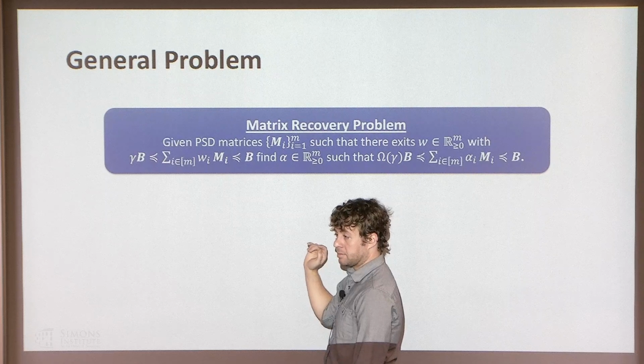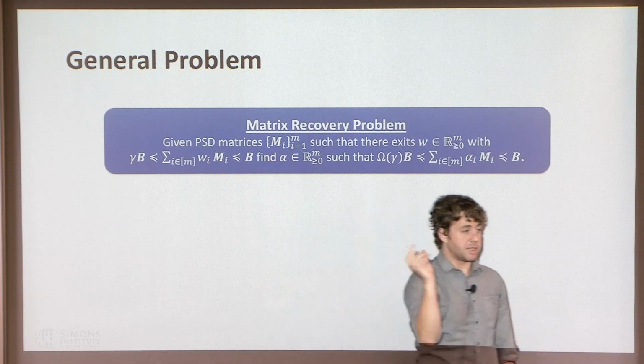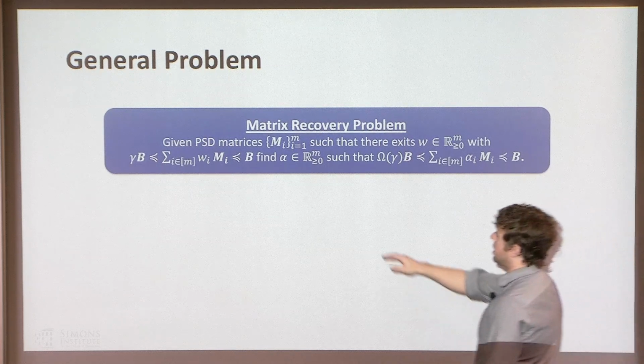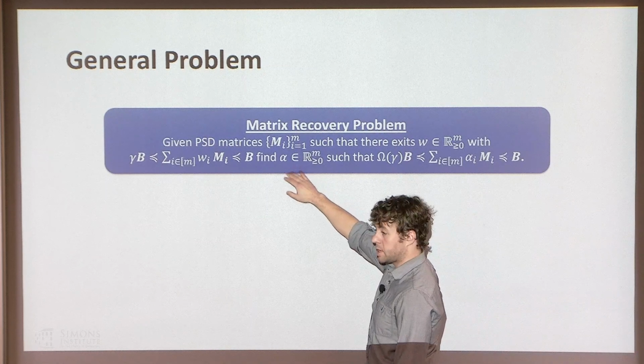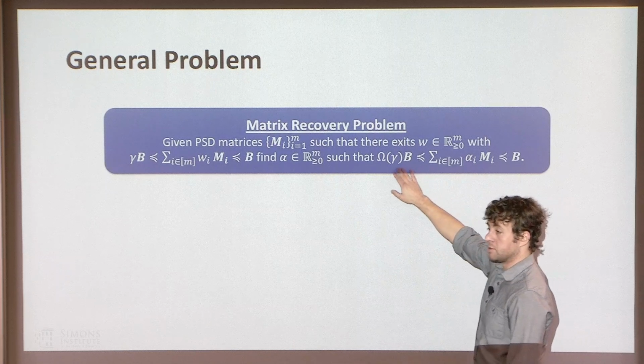So in the case of Laplacians, this M is the set of edges of the graph. Right? So this matrix recovery problem asks, can we find this vector alpha? Can we find some rewriting of the MI that's pretty close to B? So maybe we only lose constants over the best thing we could hope for.